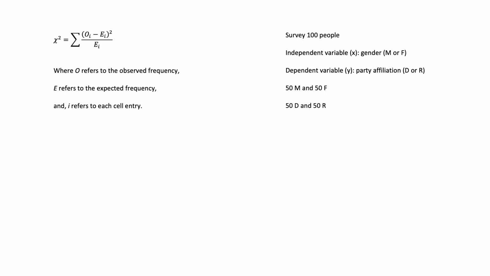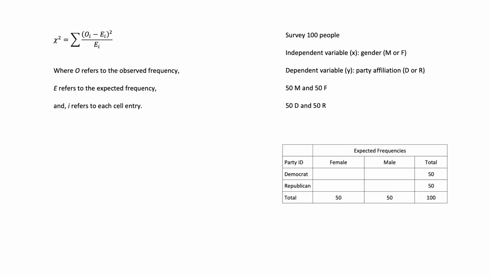Let's start by creating a crosstab that just takes into account this information. As usual, I placed our independent variable, gender, female and male, on the columns, and I placed our dependent variable, party ID, Democrat and Republican, in the rows. I filled in here that we have 50 Democrats, so our Democrat row total is 50. We've got 50 Republicans, so our Republican row total is also 50. We have 50 females, so that's our column total for females, and our column total for males is 50 as well. We add up our column totals, 50 females plus 50 males, and that gives us 100 total observations. And we add our row totals, 50 Democrats plus 50 Republicans, and that also gives us a total of 100.